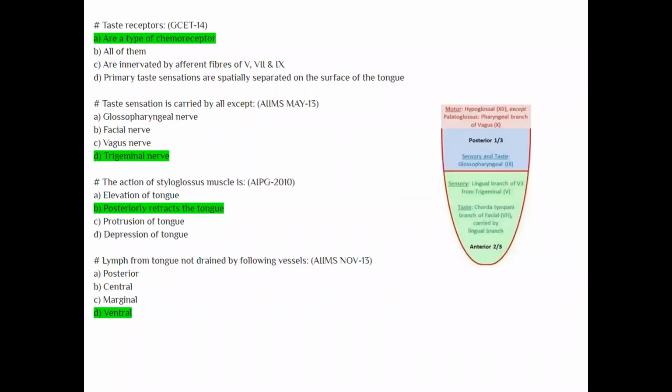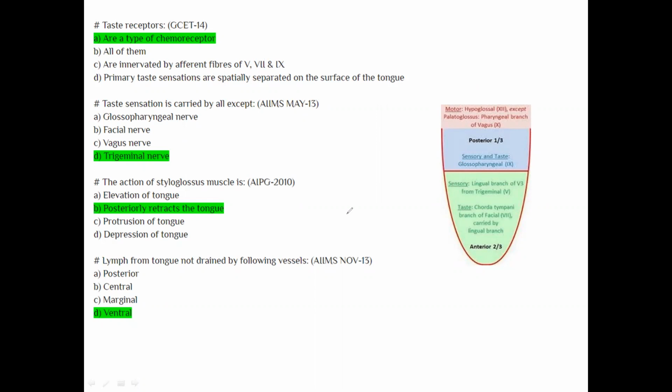Taste receptors are chemoreceptors. The taste sensation is carried by all except which nerve? Glossopharyngeal carries it from the posterior one-third. The facial nerve carries it from the anterior two-thirds. The most posterior part is carried by the vagus nerve. So the trigeminal nerve is not carrying taste fibers; it gives the motor supply, not the special sense.